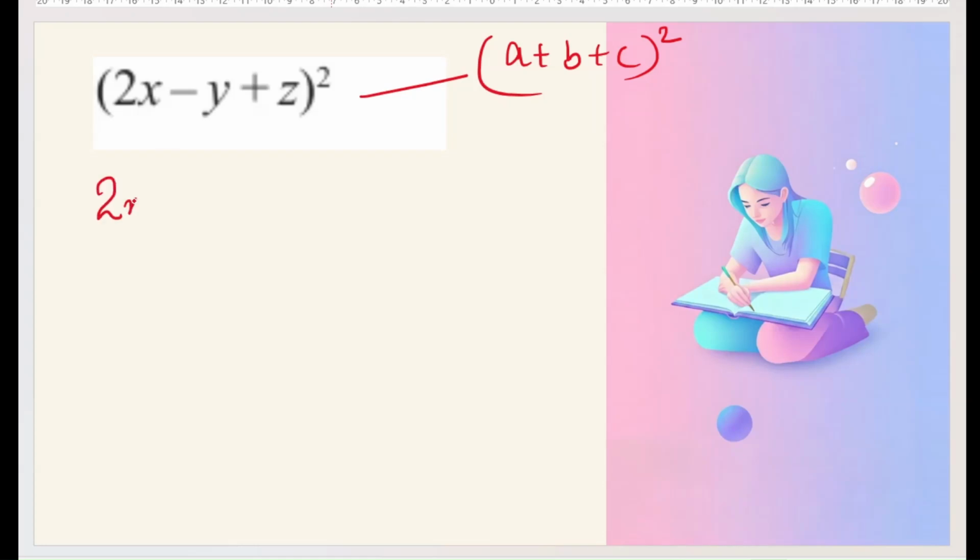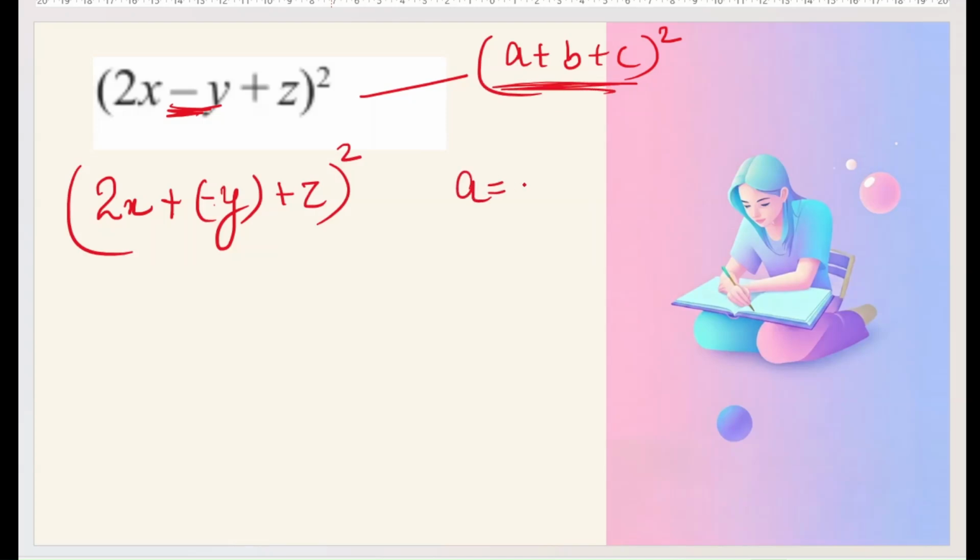So we'll write 2x as it is because it has positive sign. Now here we have negative sign, but we will change it. How? We will write plus over here, then minus y, like this. Why? Because plus minus is what? Minus. Then plus z as it is, whole square. Now if I compare it with this, what is value of a? 2x. What is the value of b? Minus y. What is the value of c? z.